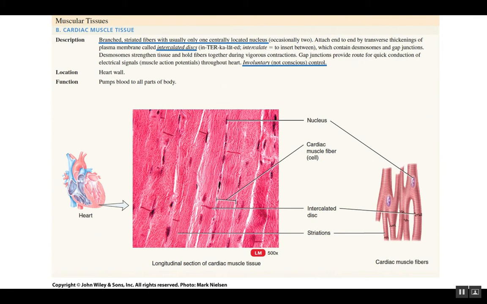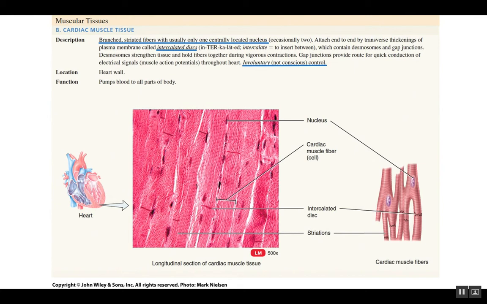Next one is cardiac muscle. I think we know where it is. It's in the heart. Here's a picture of what the cells look like. They are more branched looking. They are striated. Where they attach with one another, there's a darker line there. That's going to tell you you're looking at cardiac muscle. You're going to see these dark lines called intercalated discs. Intercalated discs are found wherever you have cardiac muscle cells attached to one another.